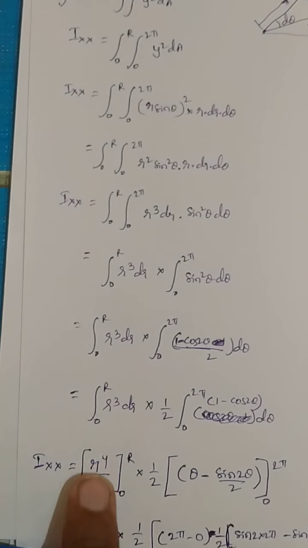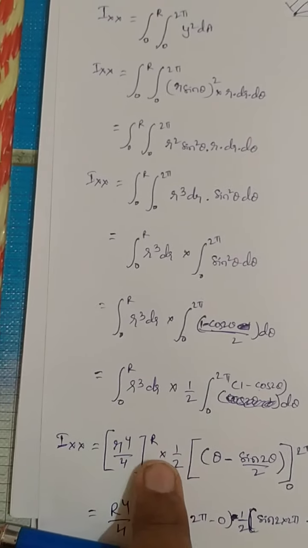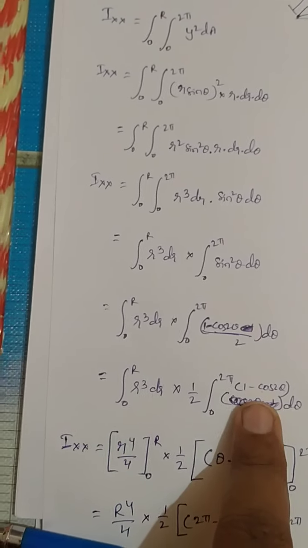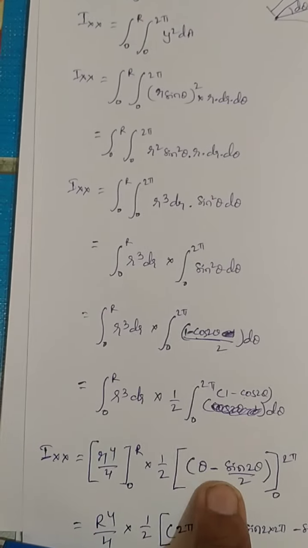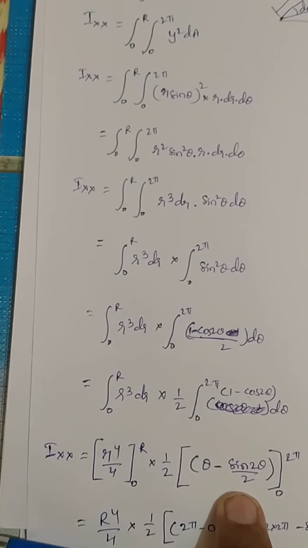Now I apply the integration. r cube becomes r raised to 4 divided by 4, where the limit is 0 to r. Into half, which is a constant, written outside as it is. Now the integration of 1 is theta minus, integration of cos 2 theta is sine 2 theta by 2, where the limit is 0 to 2 pi.